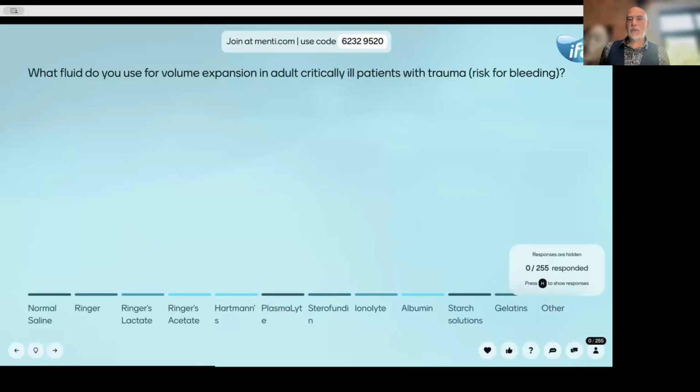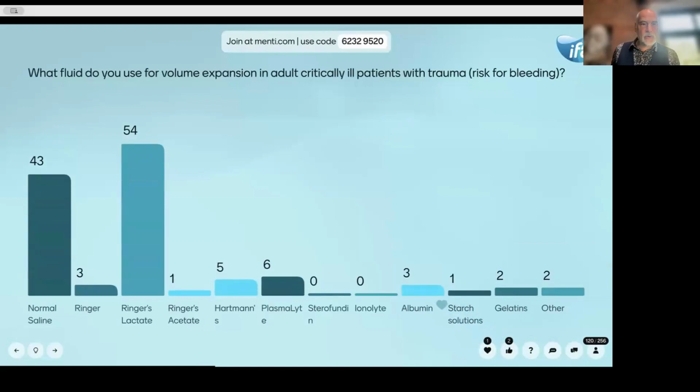So now let's move on to patients with trauma at risk of bleeding. Be aware that some of the balanced solutions have buffers like citrate. Sometimes there is calcium in these solutions, whereas normal saline is just sodium and chloride. Vote now. Let's have a look. And here now we see in these patients majority goes for Ringer's lactate.